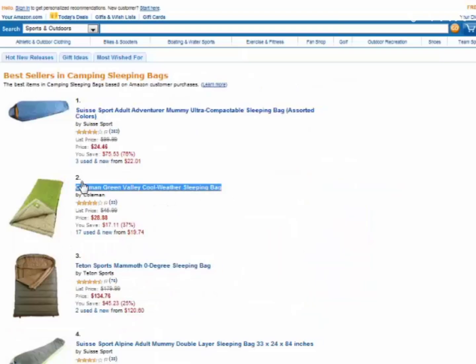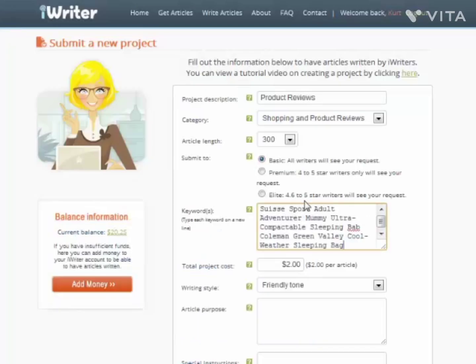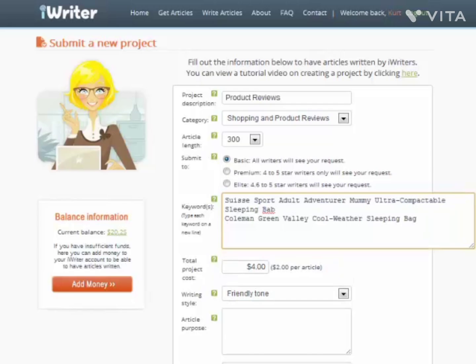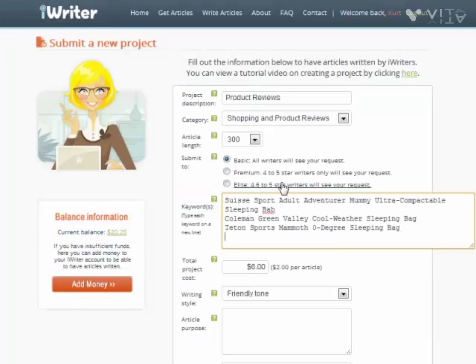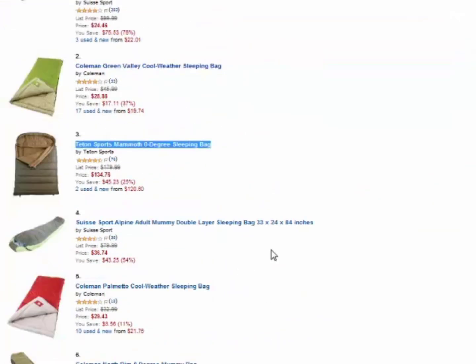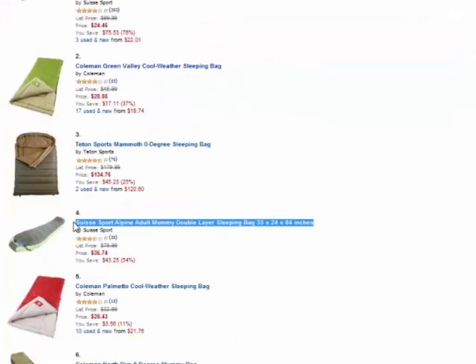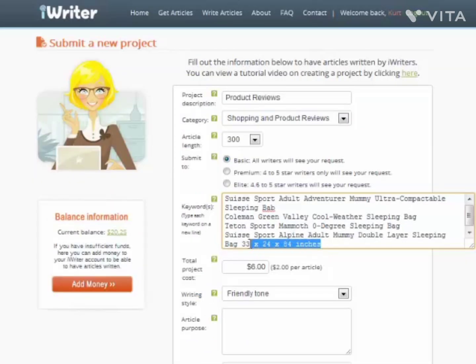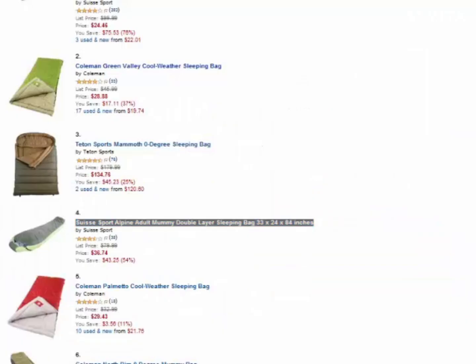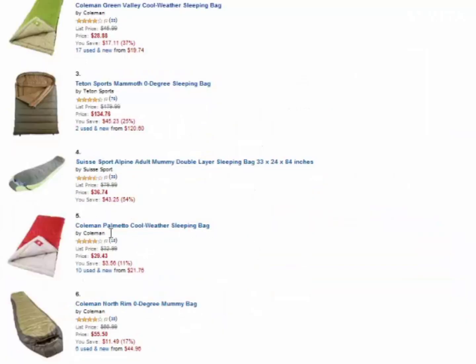Then I'll get the next one. Let me stretch this out so they're not running onto each other. And then I'll get number 3 here. And I'll get number 4. And again, I don't need these dimensions in there. They don't need to really be reviewing that. And then I'll grab the 5th one here.